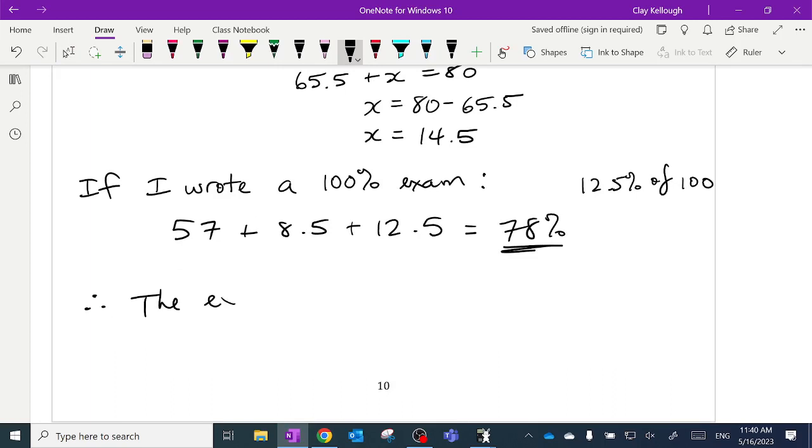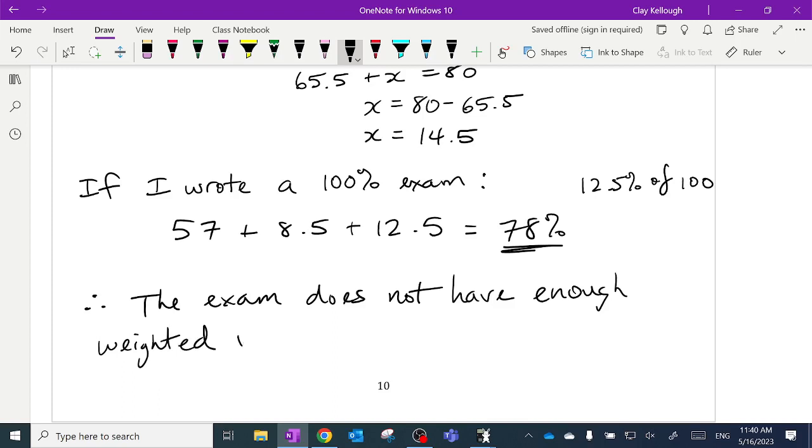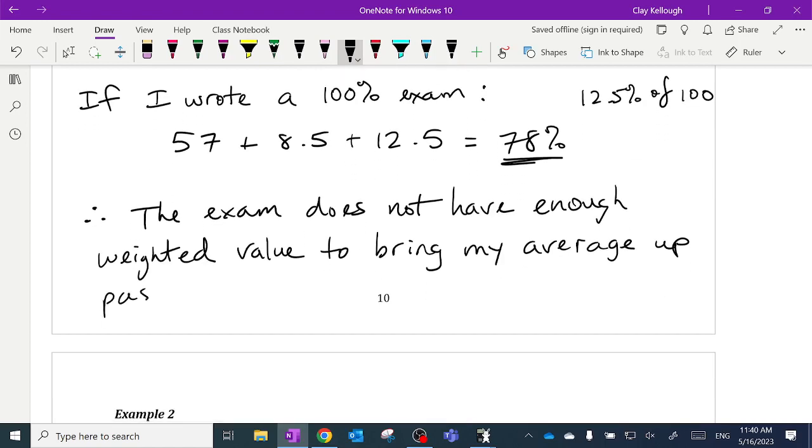the exam does not have enough weighted value to bring my average up past 78%. That would be the maximum. Sad face.